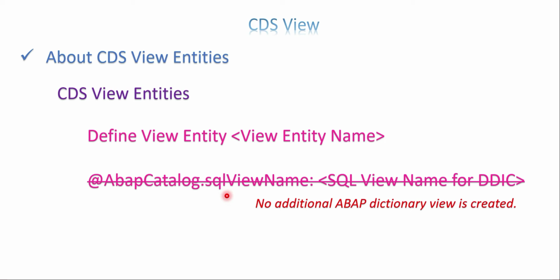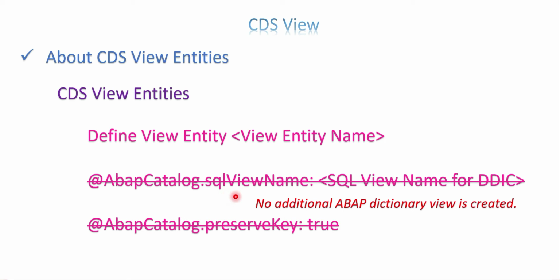We'll see that also. And whenever there is an annotation which supports your SE11 view, that is also not required in view entities. Another annotation, preserve key, is especially for the DDIC level, so that is also not needed going forward. And we are going to see the simplified new syntax.